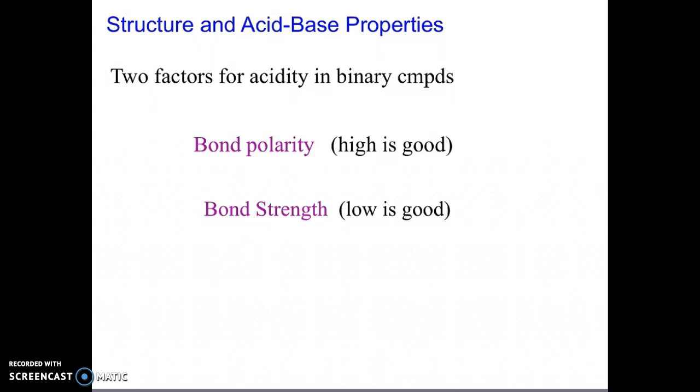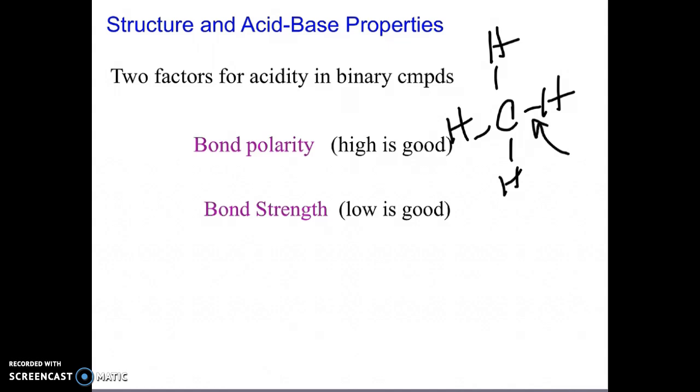So if we take a look at something like methane, and I'm going to draw just the structure here of methane, there are tons of hydrogens all around that carbon atom, but this is not an acid. The reason why this is not an acid is because there is a strong carbon-hydrogen bond there. This is also a nonpolar compound. So there are no protons being donated in a structure like this.